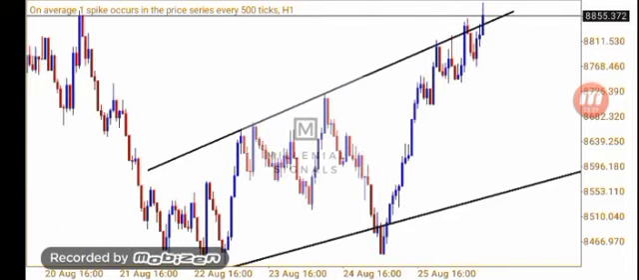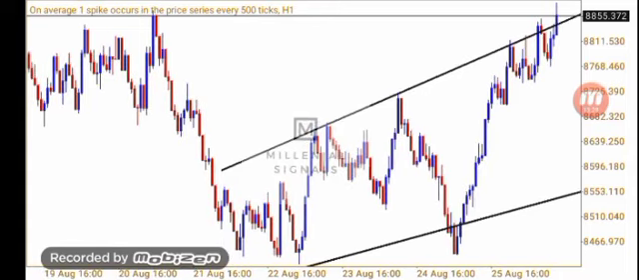I hope that's clear. Now let me show you when not to trade support and resistance levels. That is when you should expect support and resistance not to hold.